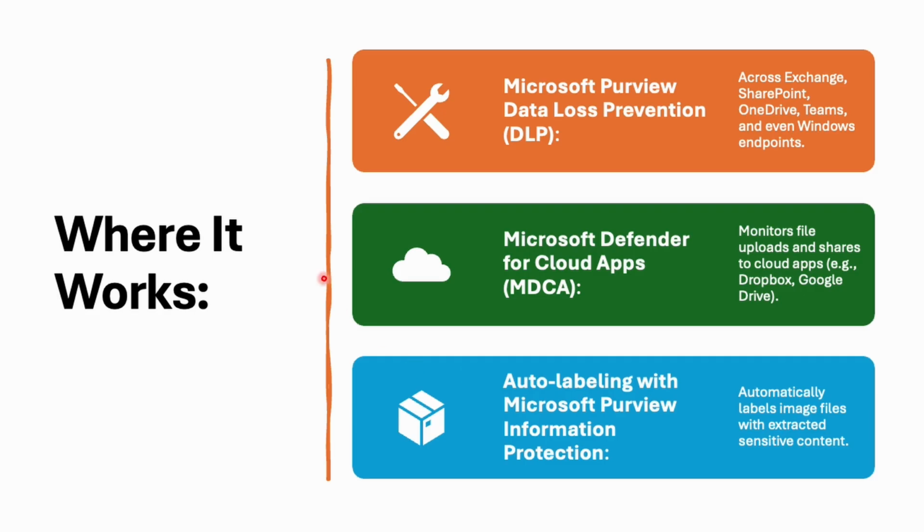Now, where does it work? We can use this in Microsoft Purview Data Loss Prevention, DLP, which works across Exchange, SharePoint, OneDrive, Teams, or even Windows endpoints. We can also integrate it with Microsoft Defender for Cloud Apps, which monitors your file uploads and shares to cloud apps like Dropbox, Google Drive, and many more. And finally, we can also use it with auto-labeling in Microsoft Purview Information Protection, where it will automatically label the image files with extracted sensitive content.